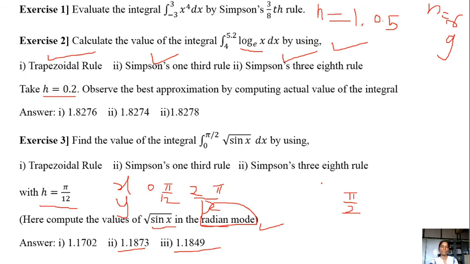In the next unit, unit number 4, we will see how to find the solution of first order differential equations by numerical methods. So let us stop here.